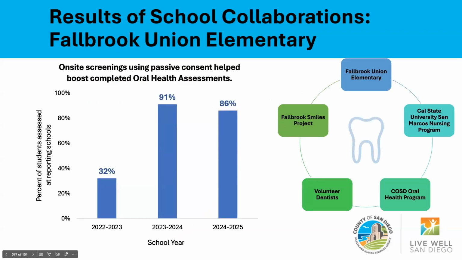One example of success we see in the data is for a rural school district in Fallbrook. The Fallbrook Smiles Project had previously provided dental screenings to schools in this district, but the pandemic had impacted their funding and operations. As a result, the district had a low percent of COHA assessments reported. So the county LOHP, the district nurse, and the Fallbrook Smiles Project collaborated together to bring volunteer dentists from the area and the local dental society to conduct on-site screenings with passive consent, as well as nursing students from the local university to provide oral health education.